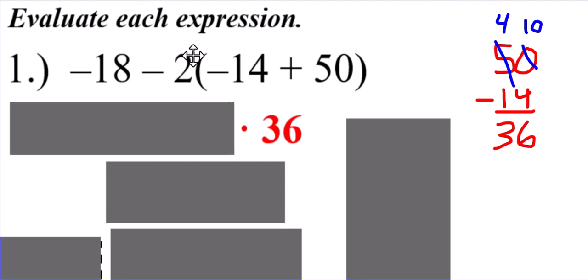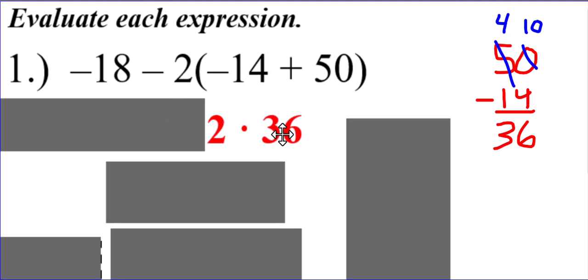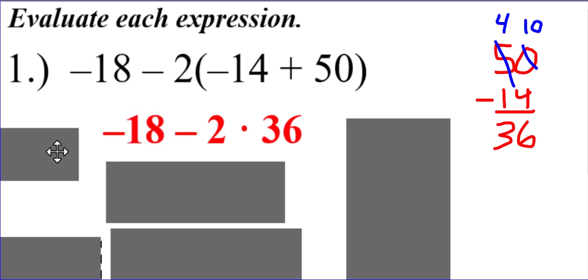And since that 2 was next to parentheses with nothing in between, this is 2 times 36. Now bring everything else down. Bring down the negative 18, bring down the minus. What do we do next? Do we do negative 18 minus 2? No. Next thing we look for is exponents. This does not have any exponents.